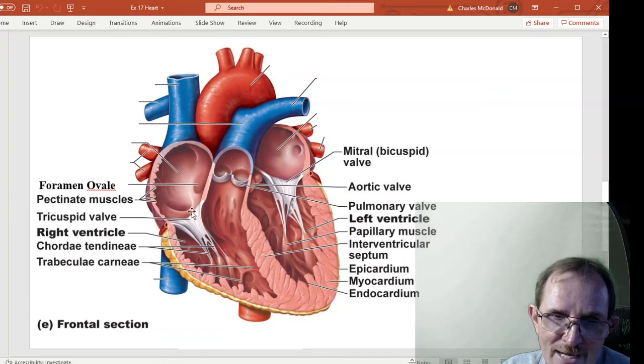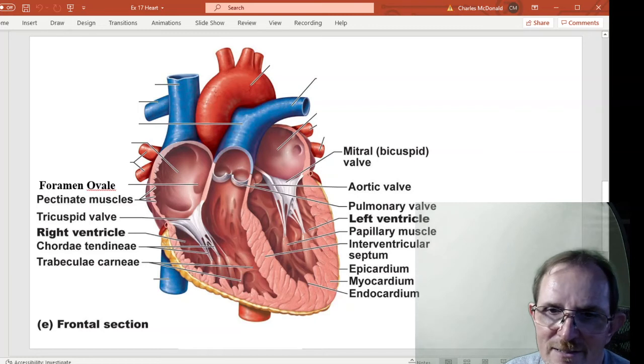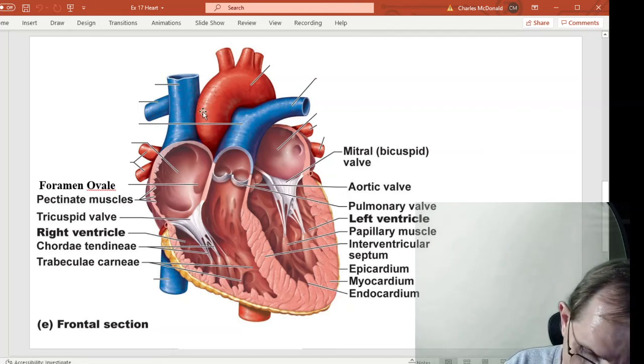Now, blood comes through here into the ventricle. Blood leaves the ventricle through the semilunar valves, and you have two of those. The one on the right is simply called the pulmonary valve. The one on the left is called the aortic valve because it opens up into the aorta.